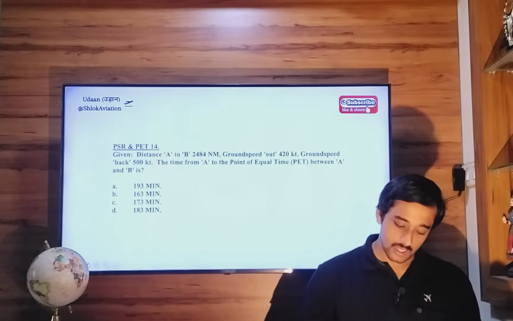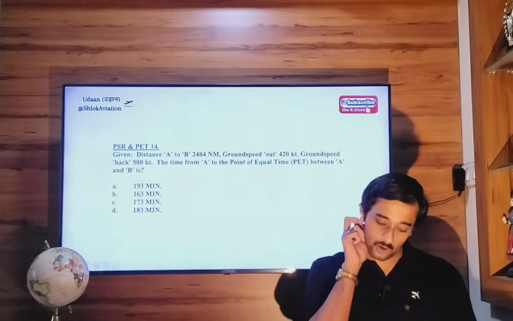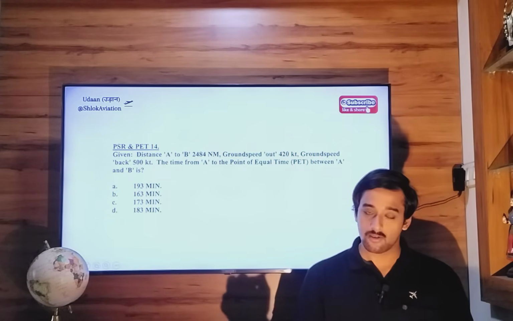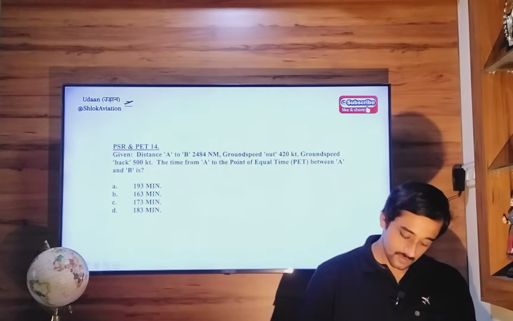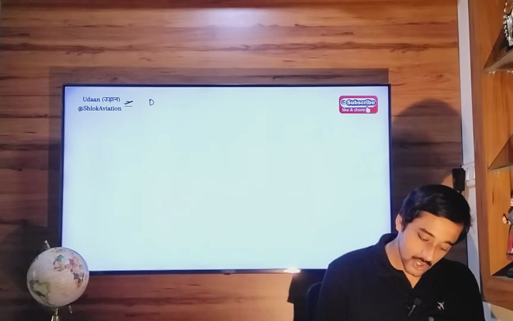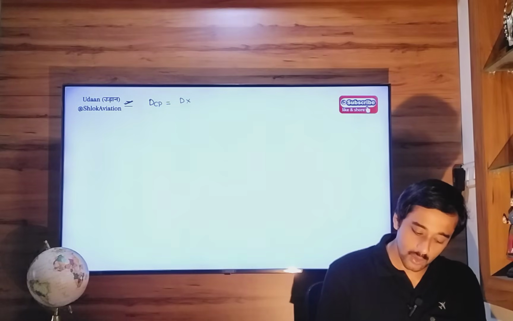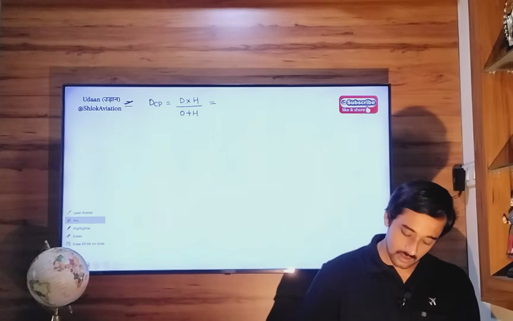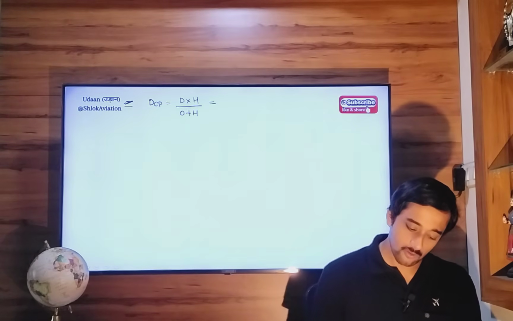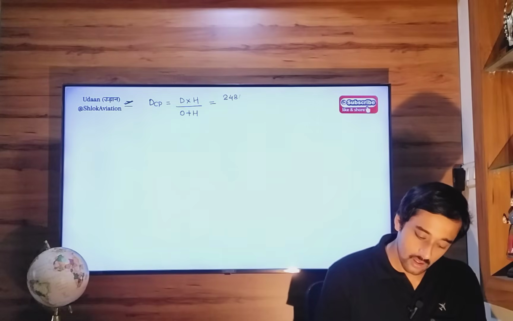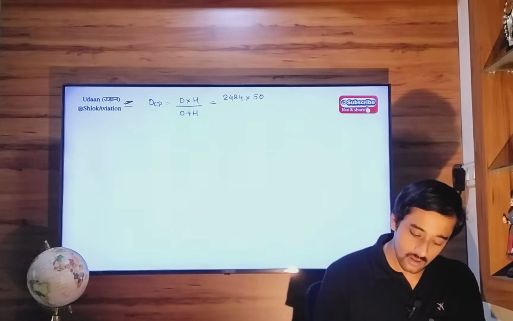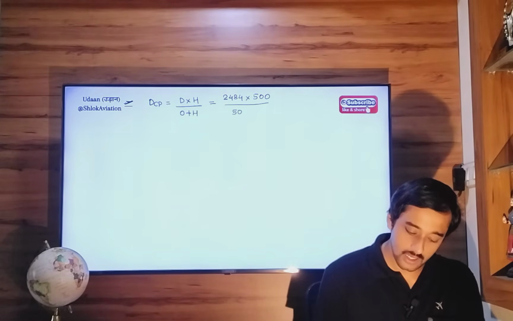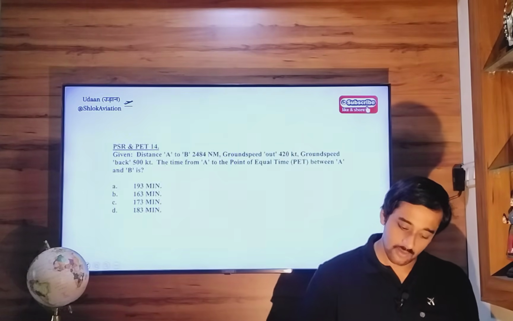Next, 14. Distance A to B 2484. Outbound speed, homebound speeds are given. Time from point A to the point of equal time is asked. Let's use the formula. Distance to critical point equals total distance multiplied by homebound speed divided by outbound plus homebound. So total distance is 2484 into homebound speed 500 divided by 500 plus outbound speed 420.